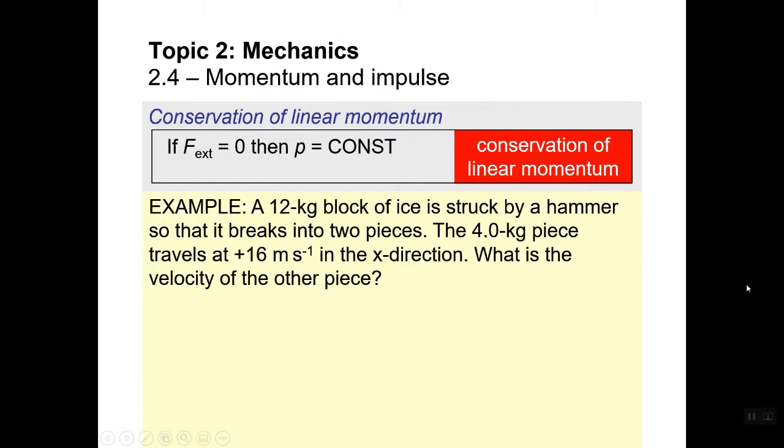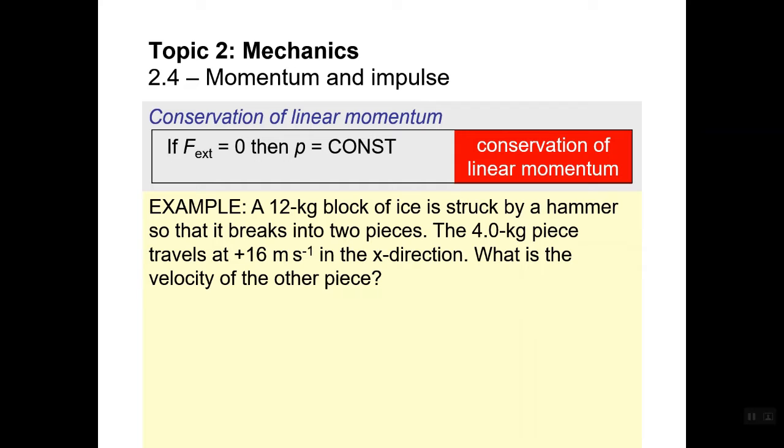Conservation of linear momentum. Example: a 12 kilogram block of ice is struck by a hammer so that it breaks into two pieces. The 4 kilogram piece travels at 16 meters per second in the x direction. So the x direction is a positive direction. What is the velocity of the other piece?